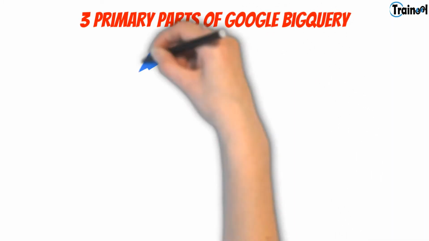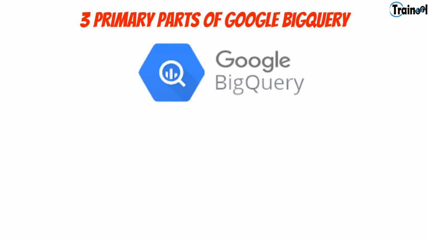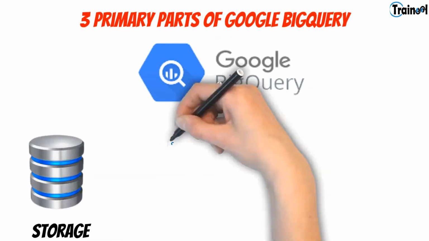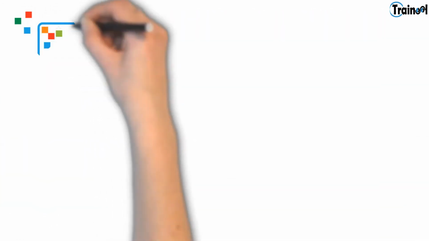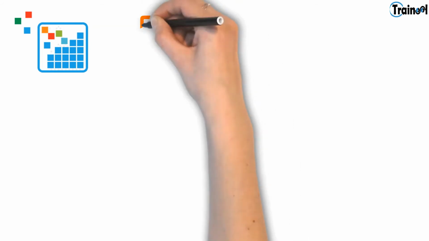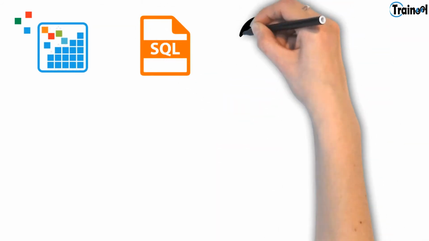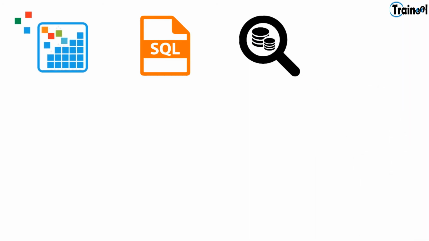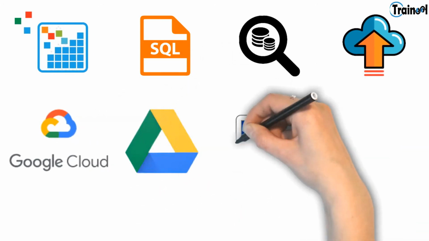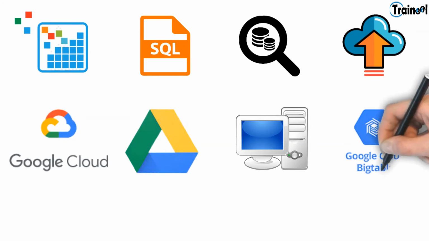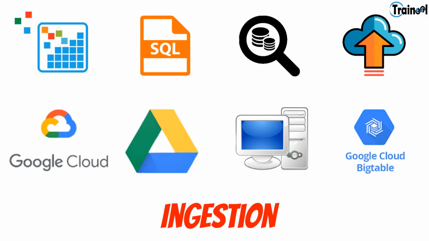Alright, let's talk about the three primary parts of Google BigQuery. These are storage, ingestion, and querying. Data is stored in structured tables so that it is easier for you to use standard SQL to query the data. You can upload the data in multiple ways like Google Cloud Storage, Google Drive, local computer, Google Cloud Bigtable, etc. This is called ingestion.